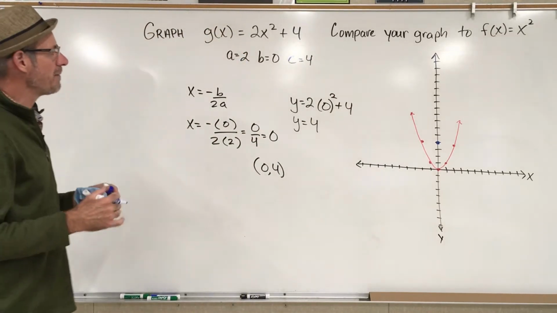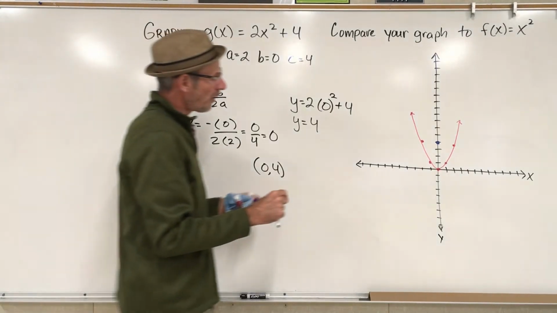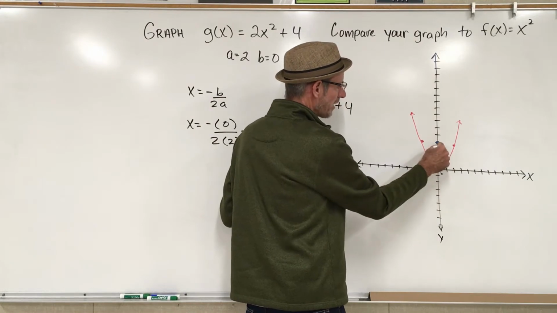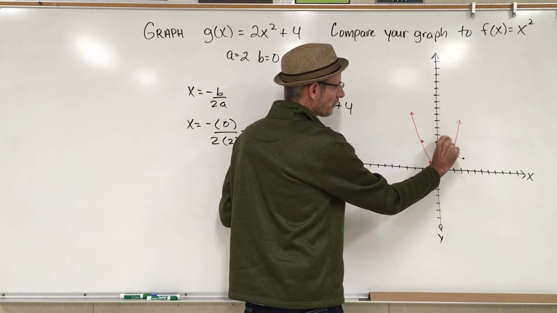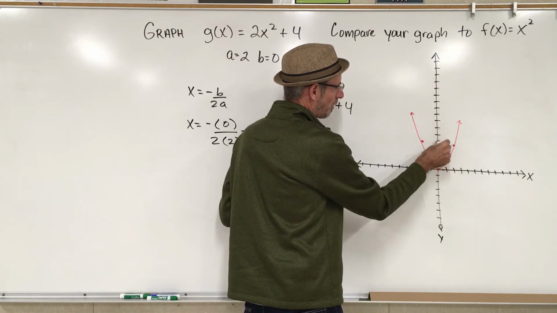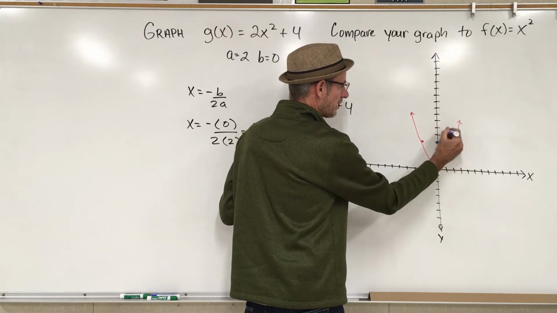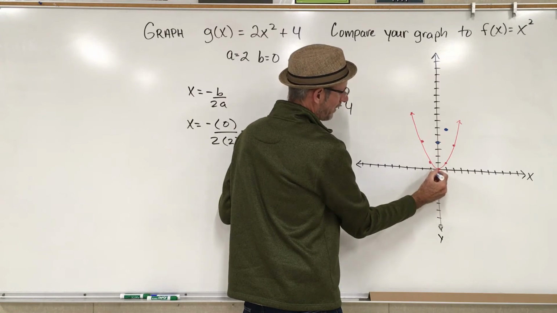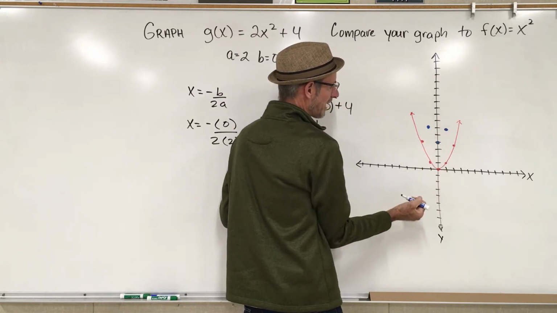Now I know that there's going to be a vertical stretch of 2. So on the parent function, I go over 1 and up 1. So here I would go over 1 and up 1. So I have a vertical stretch of 2. So instead of over 1 and up 1, I'm going to go over 1 and up 2. And that's going to put my point right there. And then I'm going to have a symmetrical point on the other side. So negative 1 and up 2. It's going to look like that.